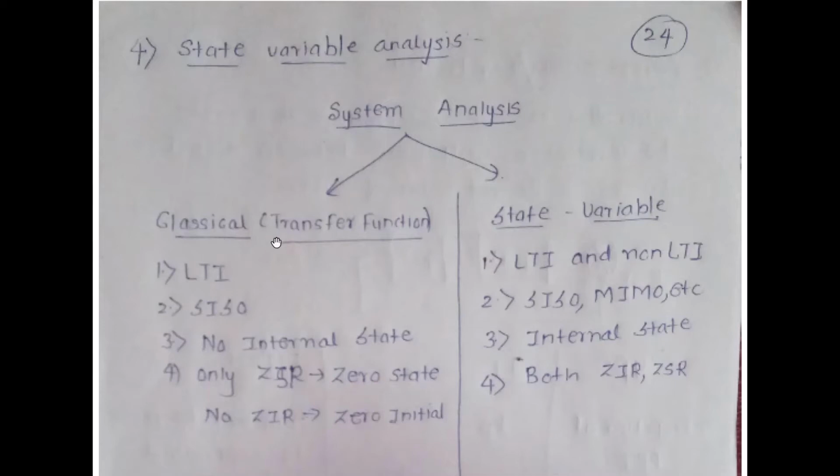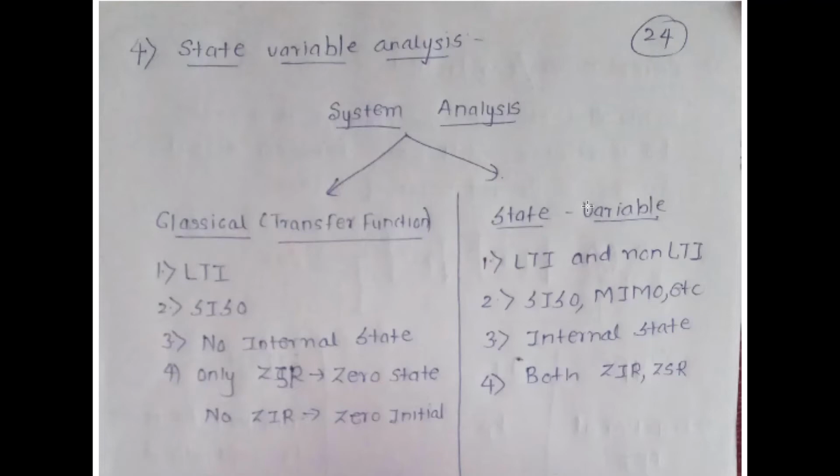In case of classical analysis, you have only LTI systems, but in state variable analysis you have LTI and non-LTI both. In classical we have SISO, that is single input single output, whereas in state variable we have SISO, MIMO, and so on. In classical we have no internal state, here you have internal state. The classical analysis is only for zero state response, whereas state variable analysis covers zero state response and zero input response as well. That is, the initial conditions are considered in state variable analysis, whereas initial conditions are not considered in the classical transfer function. So the classical transfer function analysis that we were doing till now has its own limitation. Hence the other kind of analysis that we'll be learning now is the state variable analysis.